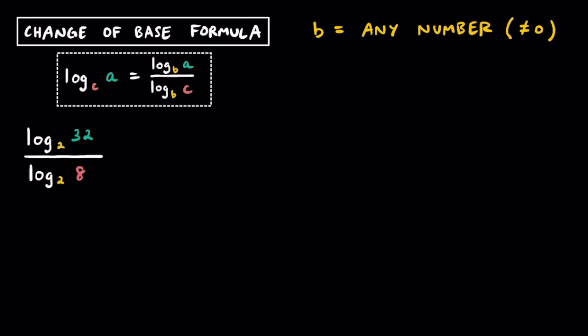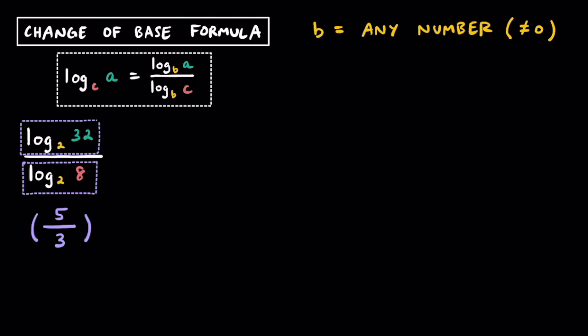Now let's try going the other way using this change of base formula. Let's start off with a fraction or a quotient, and then use the change of base formula to combine it into one logarithm. Here we have log base 2 of 32 over log base 2 of 8. Before we even apply the formula, let's see what this expression is equal to. In the numerator, log base 2 of 32 is equal to 5, and in the denominator, log base 2 of 8 is equal to 3. The value of this expression is 5/3.